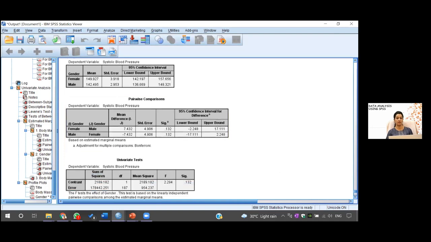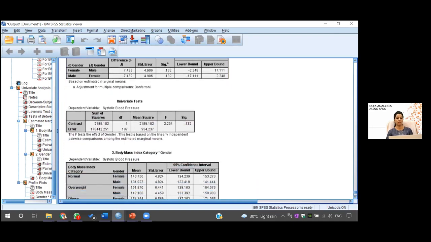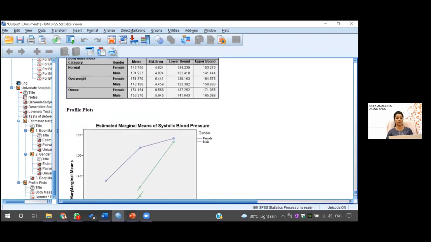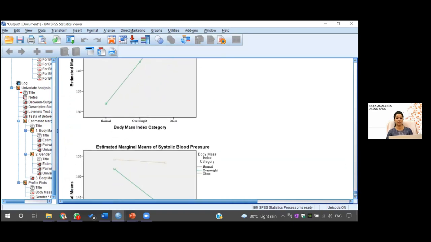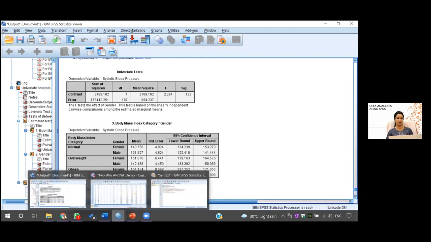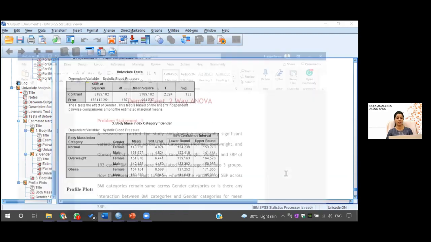And then this gives you this one. This gives you again the comparison across the normal female and normal male. So it gives you again the pairwise comparison. And this is the profile plot which you have already seen. We have checked it. So now how to report this? So again, I'll go back to this interpretation.